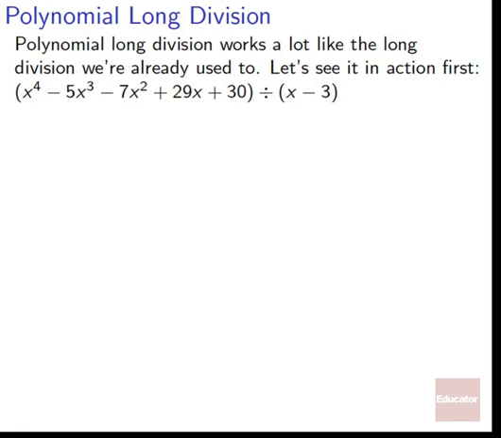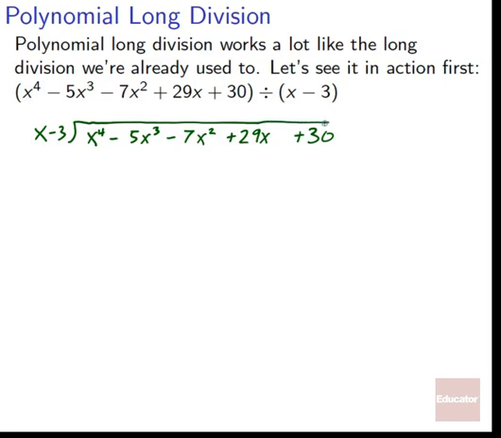So we've got x to the fourth minus 5x cubed minus 7x squared plus 29x plus 30, divided by x minus 3. So we're dividing by x minus 3. Okay. So the first thing we do is we ask, all right, how many times does x minus 3 go into x to the fourth minus 5x cubed? Well, really, we're just concerned with the front part. So just look at the first term, x.